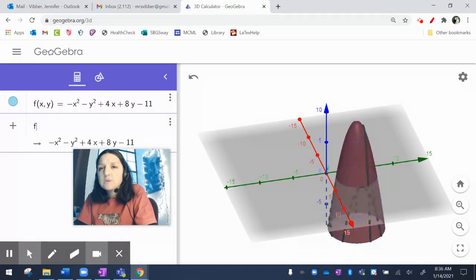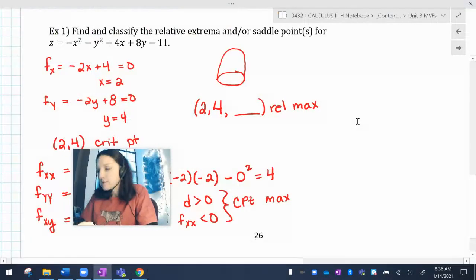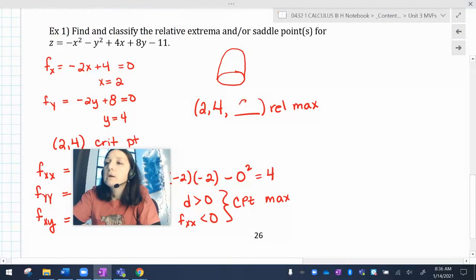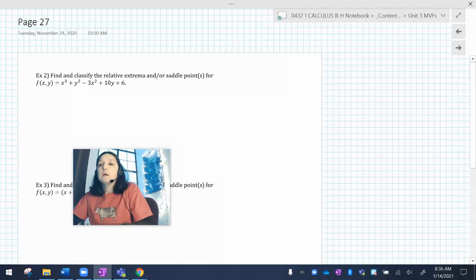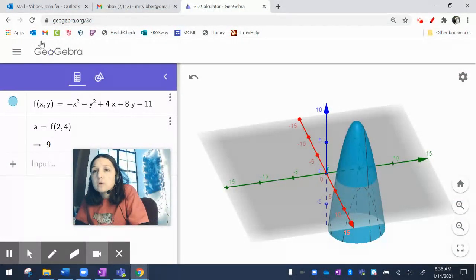Let's see, where is the point (2, 4)? So this point right up top here is the point (2, 4, 9). And I'm pretty confident that that's a max. Cool, cool. All right, let's do it again. You know what? Let's look at it first before I close my computer. x cubed plus y squared. All right.